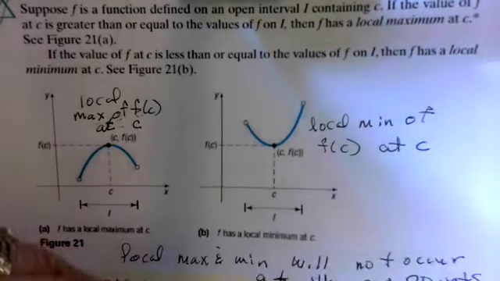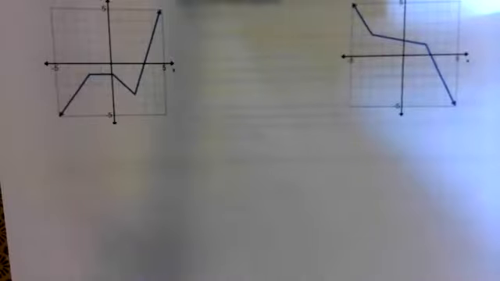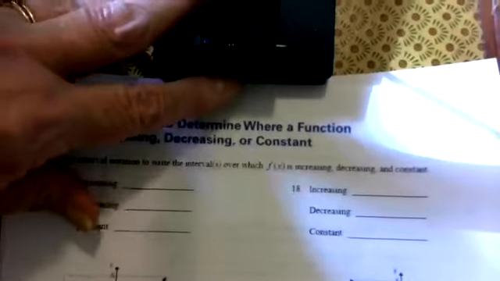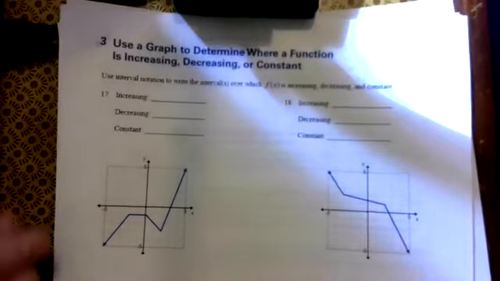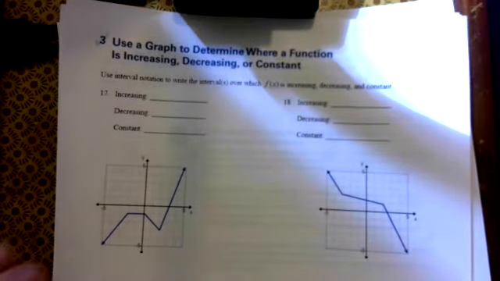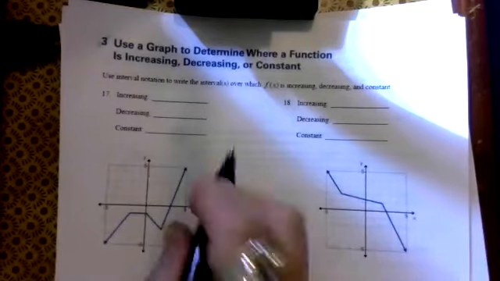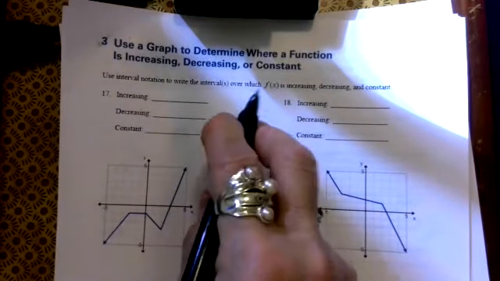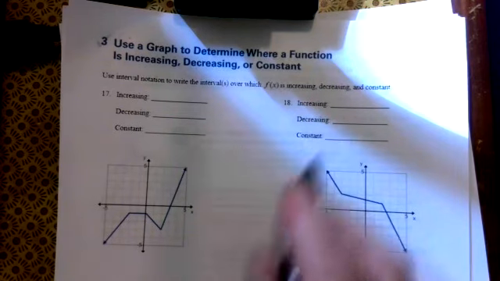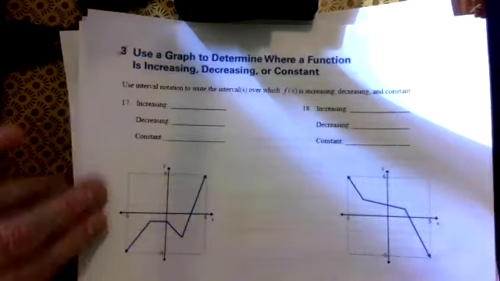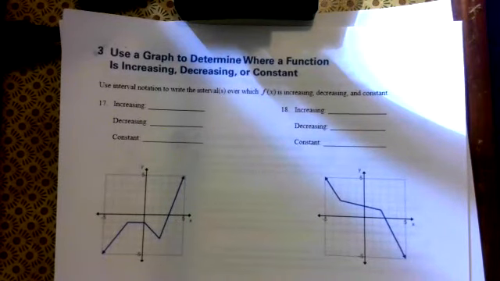Okay, let's see what's on the next page. Okay, so we have an example. Now then it says use interval notation to write the intervals over which f of x is increasing, decreasing, and constant. So you always go left to right. You always read a graph left to right.